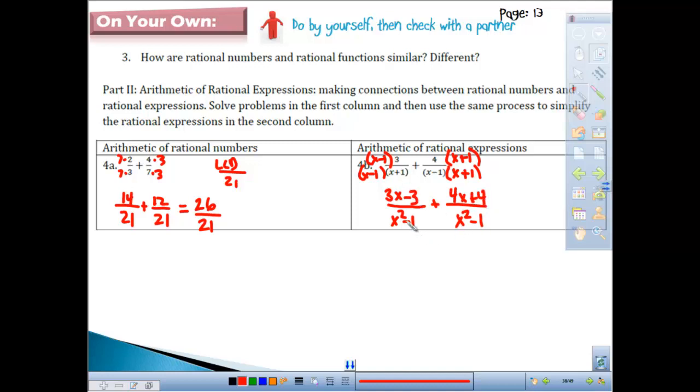Are the denominators the same? Just like over here, we kept the denominator the same and just added the numerators. So we have x squared minus 1, and up top 3x plus 4x is 7x, and then negative 3 plus a positive 4. Notice that I'm considering the sign for both of them. If this were a negative, we'd have to distribute the negative to both of these terms. So negative 3 and positive 4 is positive 1. That's how we would do the arithmetic for adding two rational expressions.